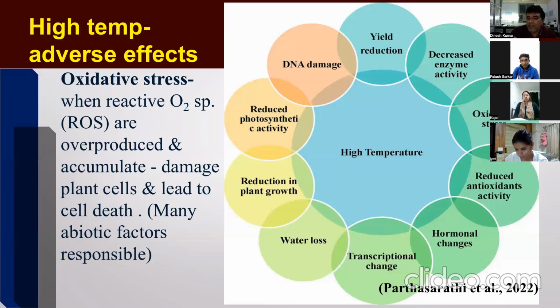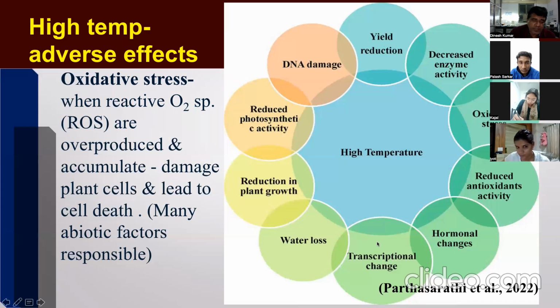So overall, you can see high temperature can affect growth and yield adversely. It can damage the DNA of the cells. It can reduce photosynthesis, and it can overall reduce plant growth. It can increase water loss through high transpiration.